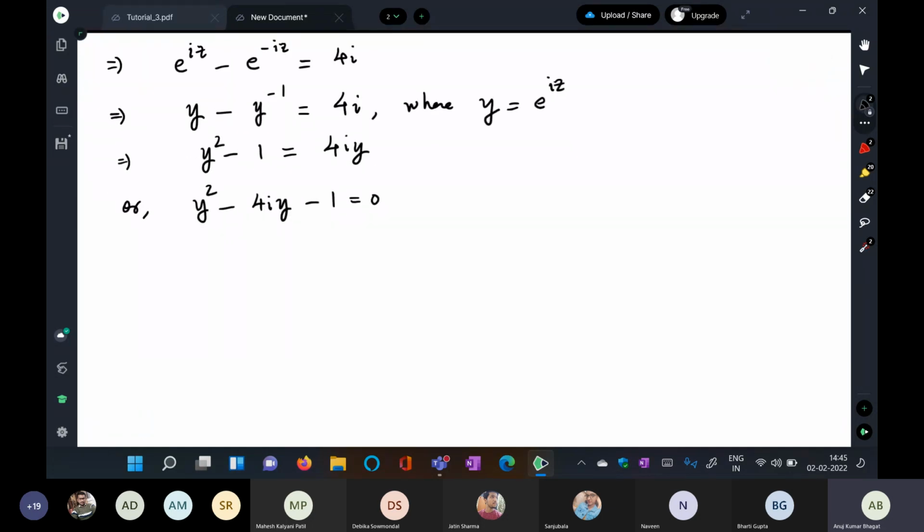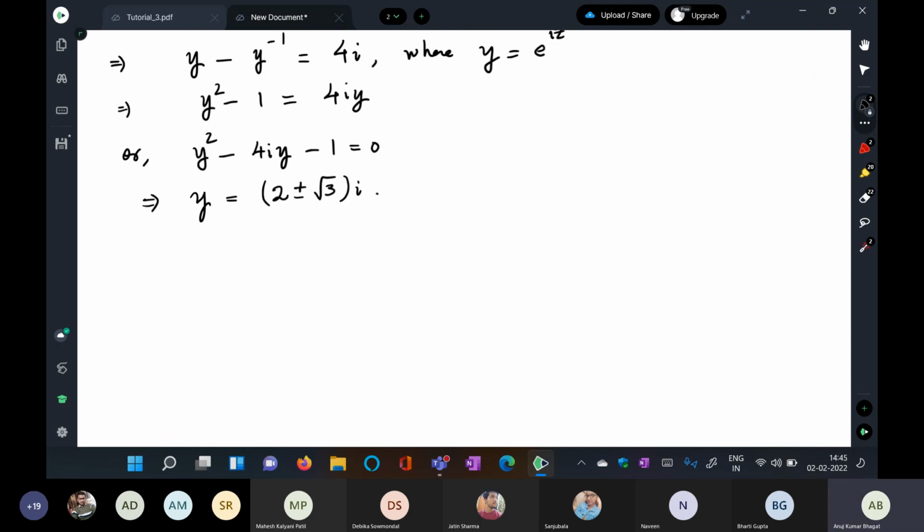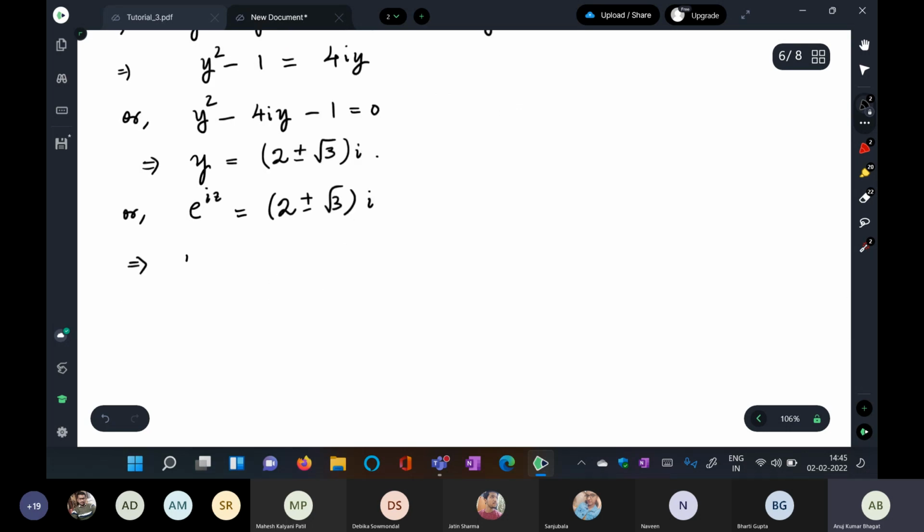So this is a simple quadratic equation. You can solve for a solution, that is not my part. So y, you will get two values, 2 plus minus root 3, times i. Both the roots are imaginary in this case. Now plug the value of y. That is e to the power iz is (2 plus minus root 3)i, and now take logarithms on both sides. So iz is log of (2 plus minus root 3)i.